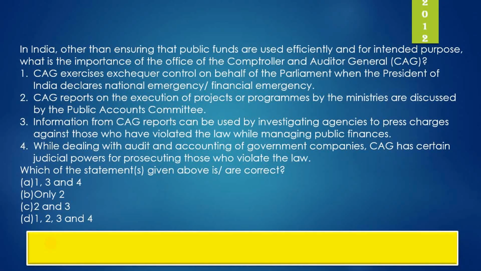So which of the statements is correct? The answer is option B, only the second one, that is, CAG reports on the execution of projects or programs by the ministries are discussed by the Public Accounts Committee. That is the correct statement for this.